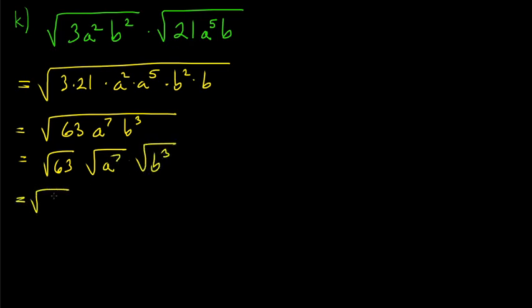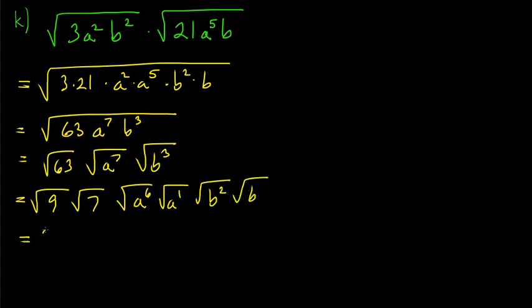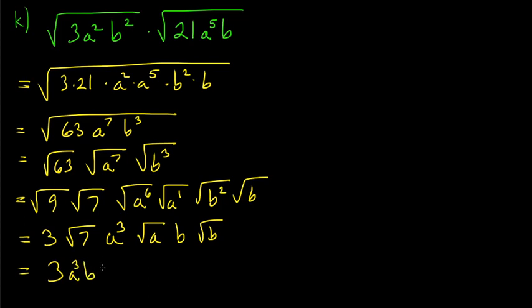And 63 you can split up as 9 times 7. And then for the square root of a to the 7, you have the square root of a to the 6 times the square root of a to the 1. And the square root of b cubed is the square root of b squared times the square root of b. So the square root of 9 is 3, the square root of 7 is itself. The square root of a to the 6 is a to the 6 divided by 2, so a to the 3. And then the square root of a. The square root of b squared is just b times the square root of b. Remember, we're assuming b is positive, so we don't need absolute value. All right, so 3a cubed b, and then finally the square root of 7ab.